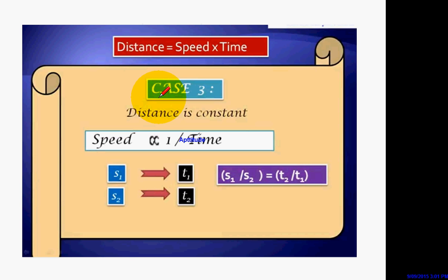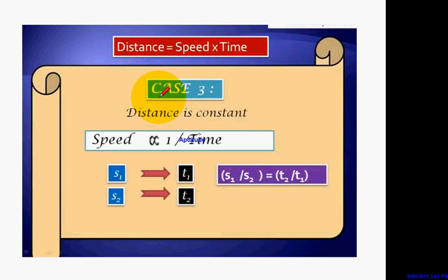And now we move into the third case, where the distance is constant. From the basic formula, we derive that the distance is constant. See, in the previous two cases, in the first case we assumed the speed as a constant one. In that scenario, if the speed is constant, distance is directly proportional to time. In the second case, we assumed that the time is constant. In such a case, again the distance is directly proportional to the speed.